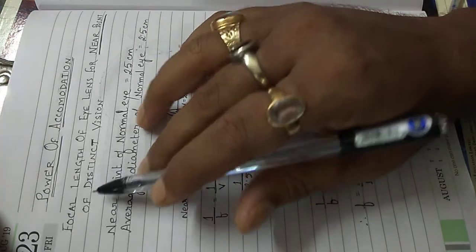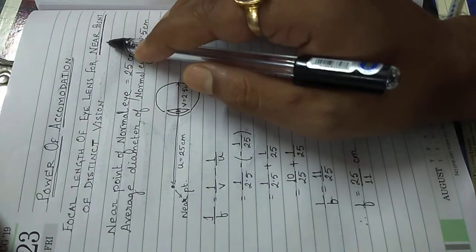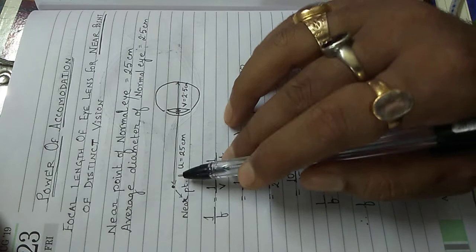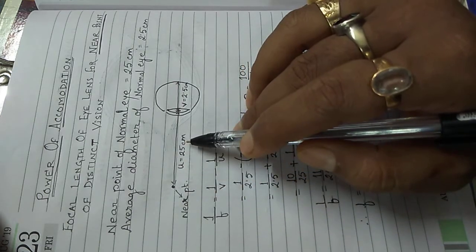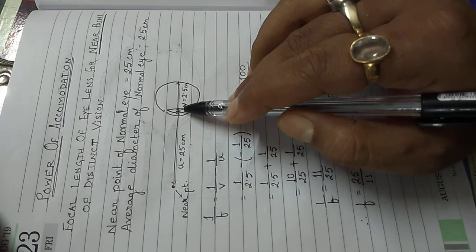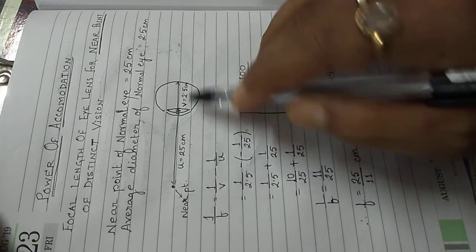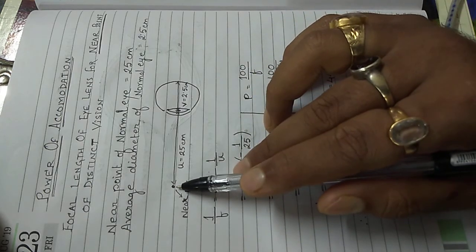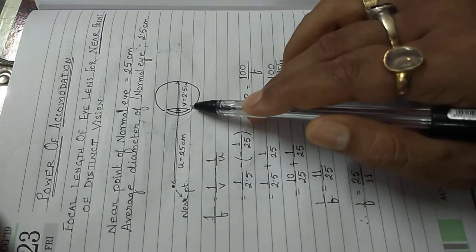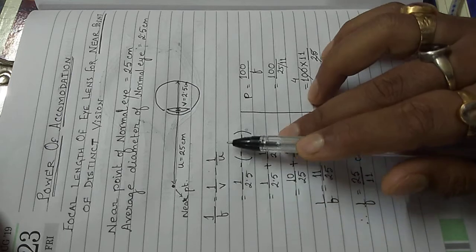First we will find the focal length of the eye lens for the near point of distinct vision. The near point of distinct vision for a normal eye is 25 centimeter. The average distance from the lens to the retina is around 2.5 centimeter. So if we keep an object at 25 centimeter, the object distance will be 25 centimeter and the image distance will be 2.5 centimeter. We replace the values in the lens formula.